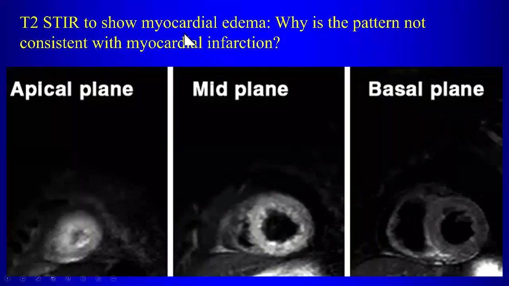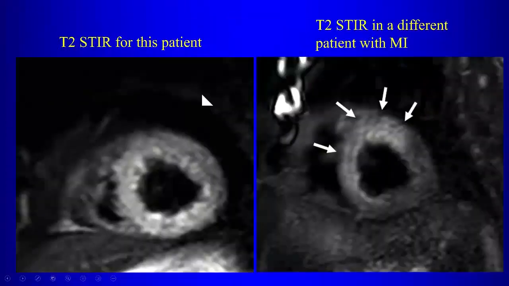So when we look at the pattern of edema in this particular patient, why is the pattern not consistent with myocardial infarction? Correct. It goes all the way around. It involves multiple vascular territories. So that pattern is not consistent with infarct. So here's the pattern in the patient we're talking about. Here's a patient with an infarct along the LAD, and you can see that this is in a vascular distribution and this is not in a vascular distribution, all right?